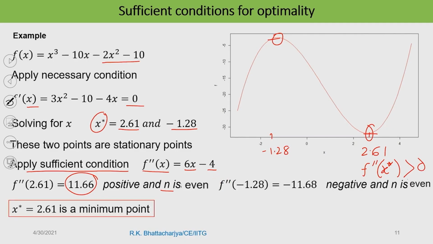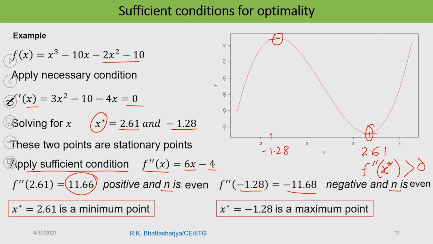Now, let us look at the other point, that is x star equal to minus 1.28. Here the derivative value is minus 11.68, that means negative, and n is even and the derivative value is negative. So, therefore, this is a maximum point.